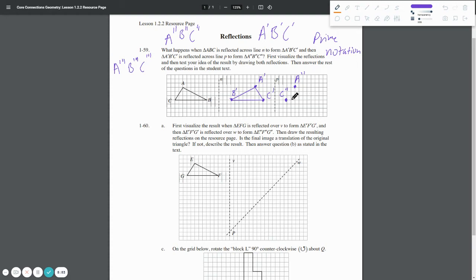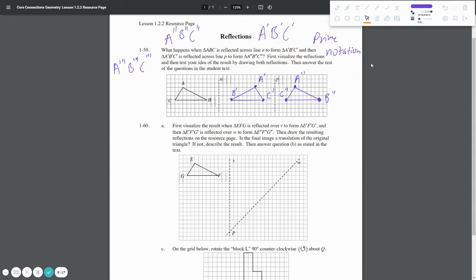I'm going to count one more time. I think I messed up. 1, 2, 3, 4, 5, 6, 7, 8. Okay, so right there. So B double prime. Now use my line tool to connect these lines. And so this is going to be our finished product.